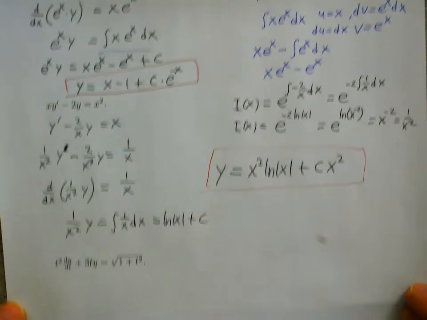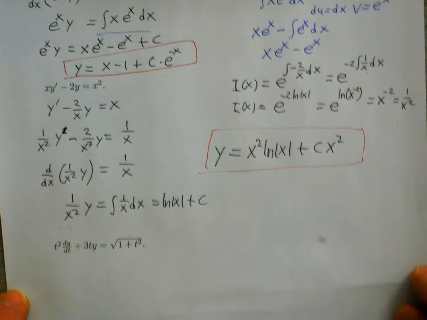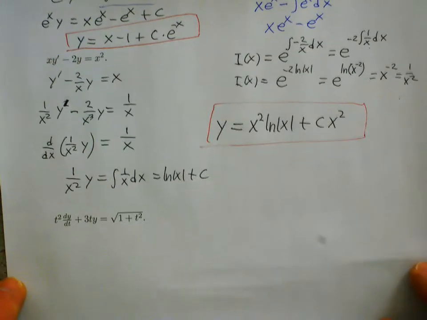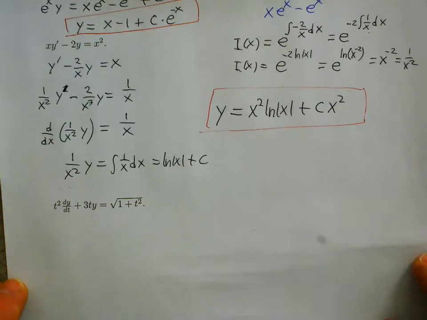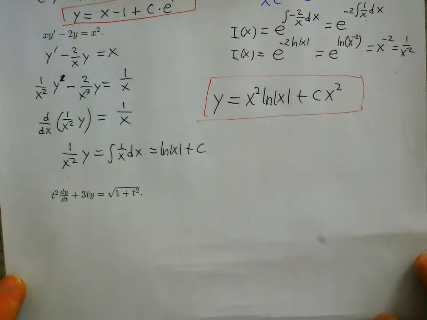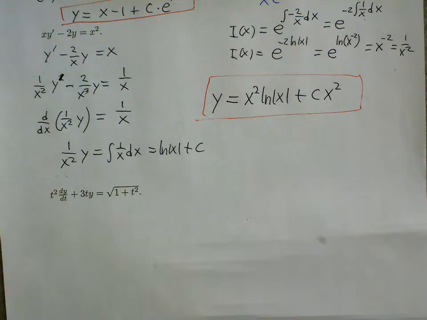Okay, the next one. So the next one, we have t squared times the derivative of y with respect to t plus 3t times y equals the square root of 1 plus t squared.